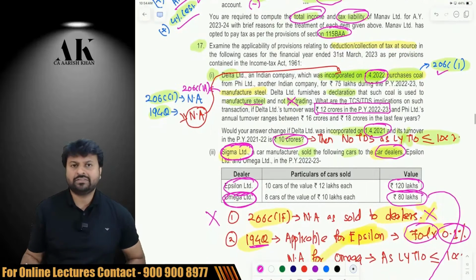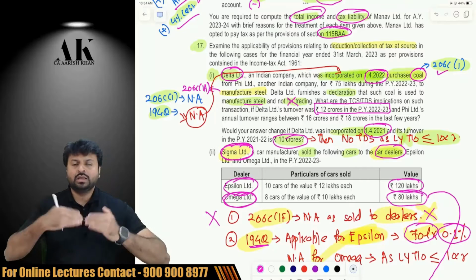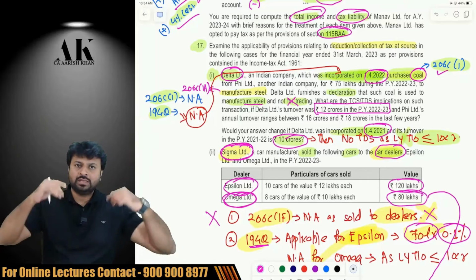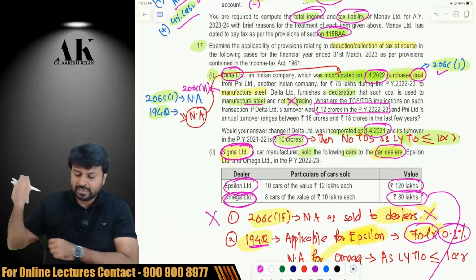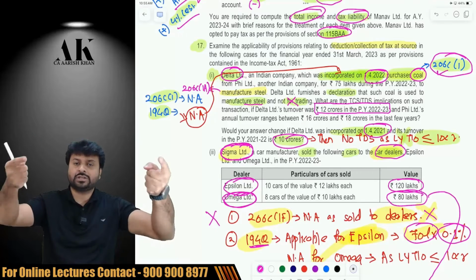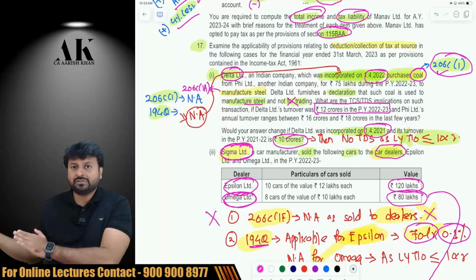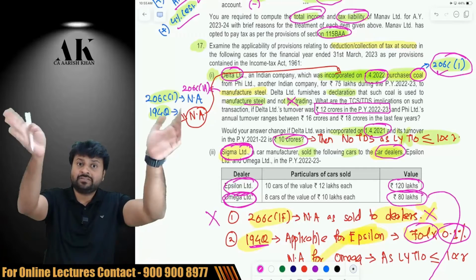Next question, question number 17, is on TDS. So pay attention, please. What is happening over here? We need to find out the TDS and TCS implication in these cases. The first case is Delta, an Indian company, which is buying some coal. So suppose if somebody is selling me some coal, then the seller is supposed to collect TCS under section 206C sub-section 1. But if the buyer gives a declaration that I am going to use that coal for manufacturing purpose or for the purpose of generation of electricity, then the seller will not collect TCS.